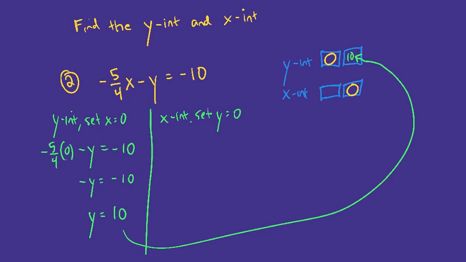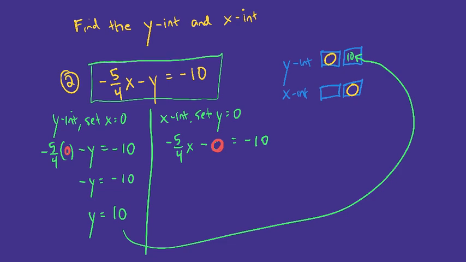For the x-intercept, set y equal to 0. So we've got negative 5/4 x. And then this time y is 0. So over here, x was 0. Over here, y is 0. And again, this is the equation that we're using. So negative 5/4 x minus 0 is just negative 5/4 x.